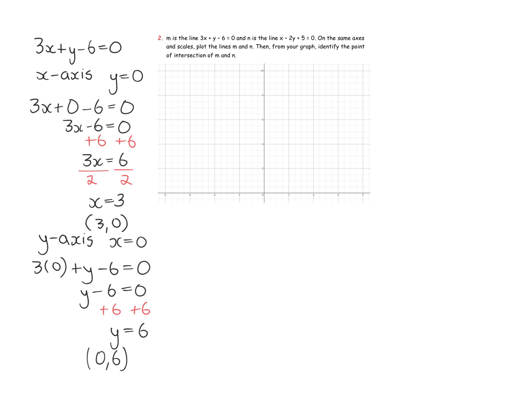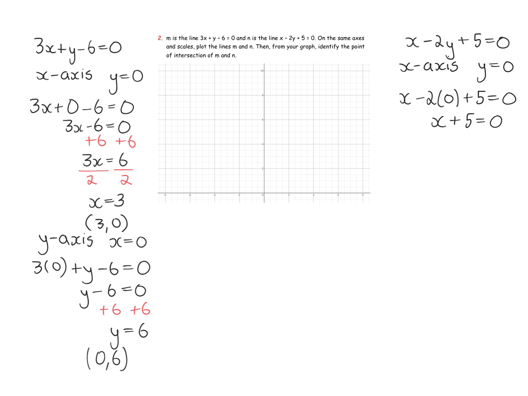We also have the equation of the line x minus 2y plus 5 is equal to 0. We need to graph that line, so we graph it by figuring out where it crosses the x-axis. When it crosses the x-axis, y is equal to 0, so we replace y with 0. So we get x minus 2 times 0 plus 5 is equal to 0. This becomes x minus 2 times 0 is 0, so just plus 5 is equal to 0.